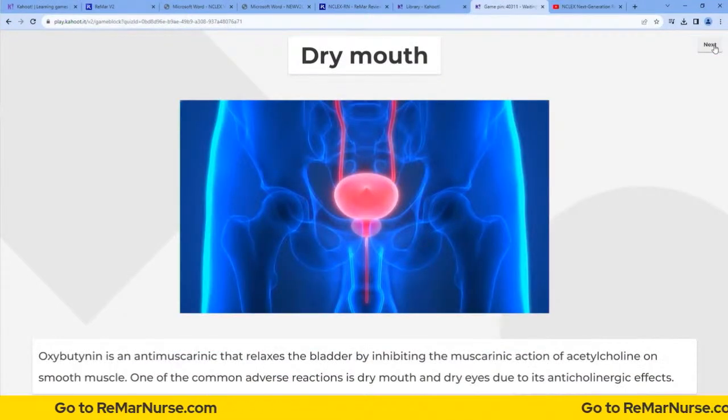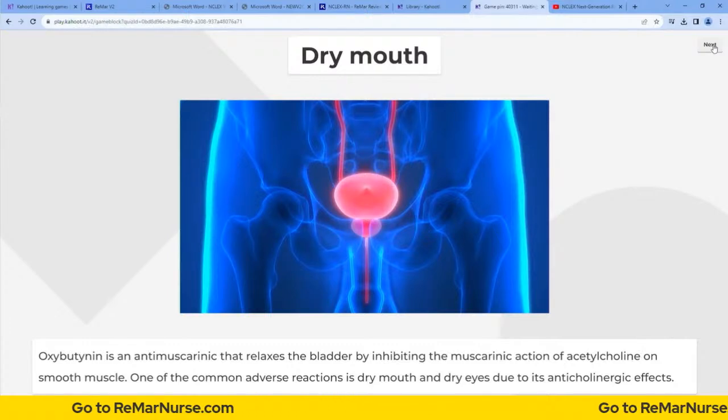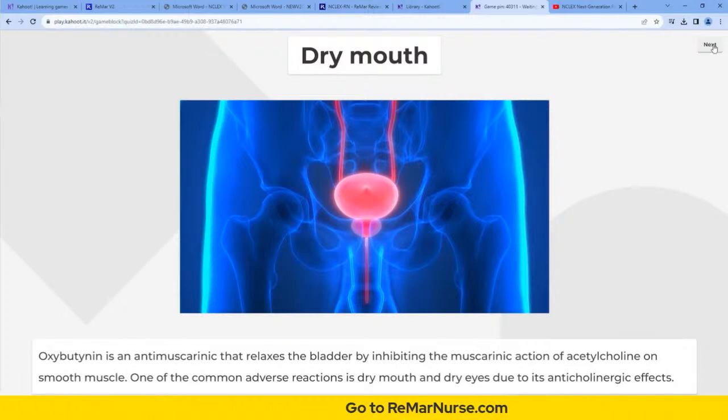Oxybutynin is an anti-muscarinic that relaxes the bladder by inhibiting the muscarinic action of acetylcholine on smooth muscles. Woo, that's nursing language for you. One of the common adverse reactions is dry mouth and dry eyes due to its anticholinergic effects.